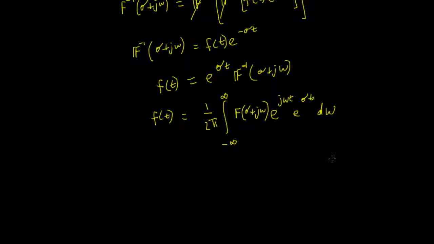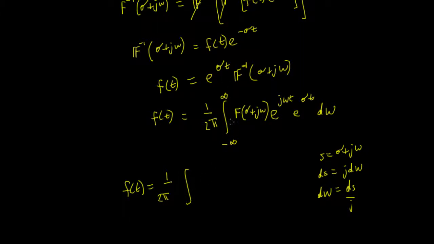So what we can do is say that if we let our value s equal sigma plus j omega, then ds is going to equal j d omega, because sigma is just a constant. So we can write d omega as ds upon j. We'll put these back into this formula. So we can say f of t equals 1 upon 2 pi, and I'll leave the limits of the integral out for the moment.